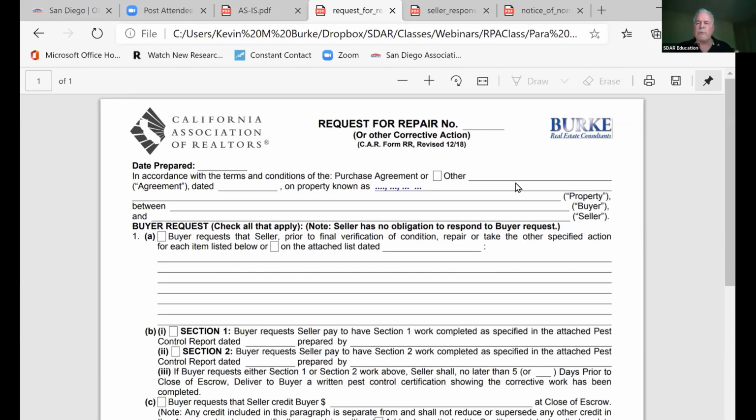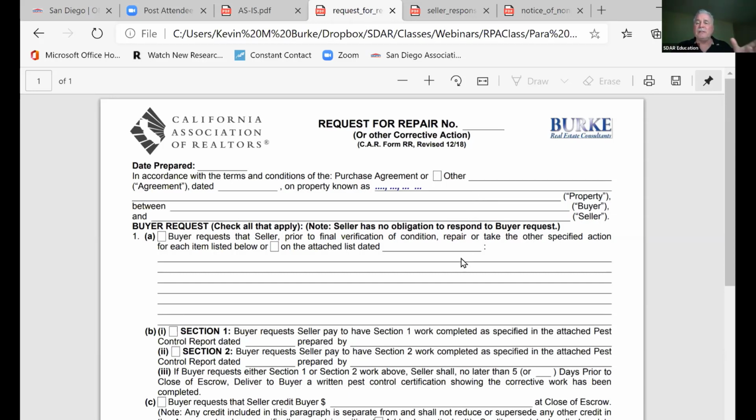So this is the request for repair by the buyer. It is the CAR form RR. I recommend it. I think it's pretty well written, and I'm going to show you a couple things in here about why I think it's a good form. First of all, I've got my date prepared just like you have in your contract. All of this up here, the recitals, just like you have in your purchase offer, because this creates my linking between this form and the contract. By default it says terms and conditions of the purchase agreement dated such.